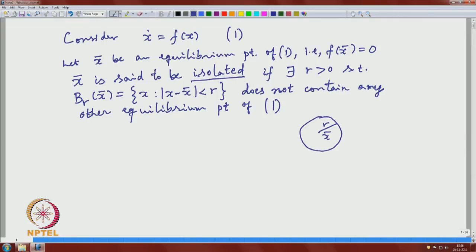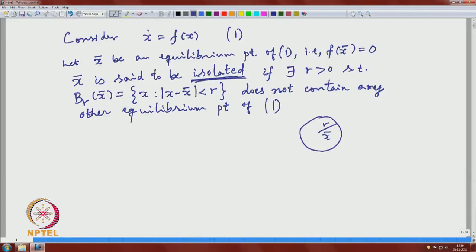The reason for this is that in the definition of stability, you recall we want to start a solution very close to x bar and we want it to remain there. So, if there are other equilibrium points, then that solution may tend to that other equilibrium point. We just want to avoid that, so we isolate it. That is why this isolation.